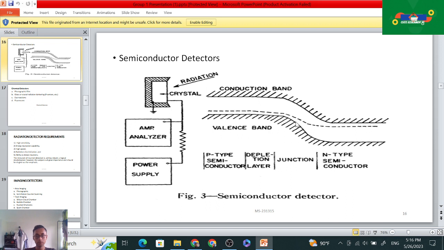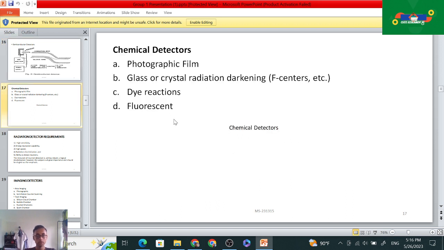conduction band and then valence band. Then chemical detectors. Chemical detectors include photographic film, glass or crystal radiation darkening, F centers etc., dye reactions, and then fluorescent.